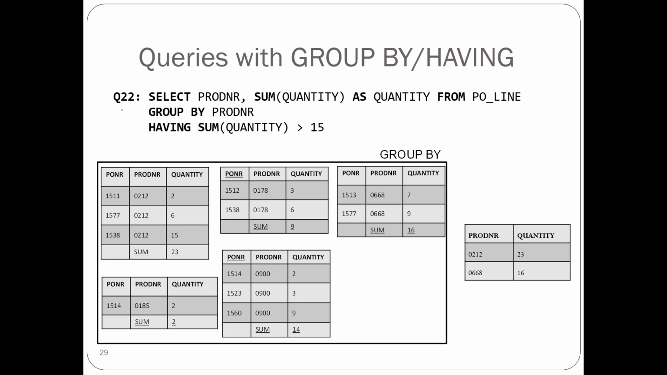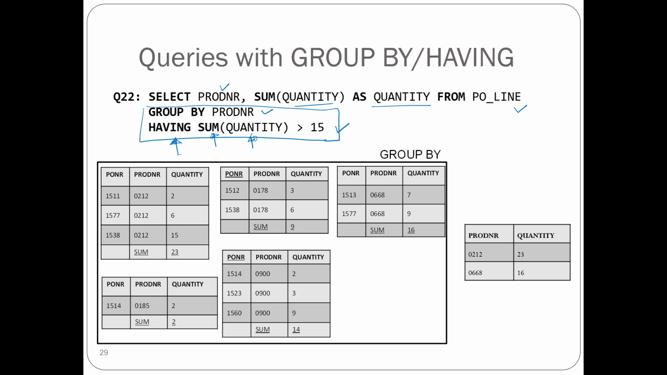In this query, which is our query number 22, we want the column product NR and the sum of quantity, which we will call quantity, from PO line. It's our same table, group by prod NR. Similar to the previous query, this group by is being done on the product NR. But here the condition is slightly different. We are making use of the having clause, followed by the aggregate function sum. In the previous query, we used the aggregate function count, but here we are using sum, on the quantity. And the requirement is that the sum of the quantity should be greater than 15.